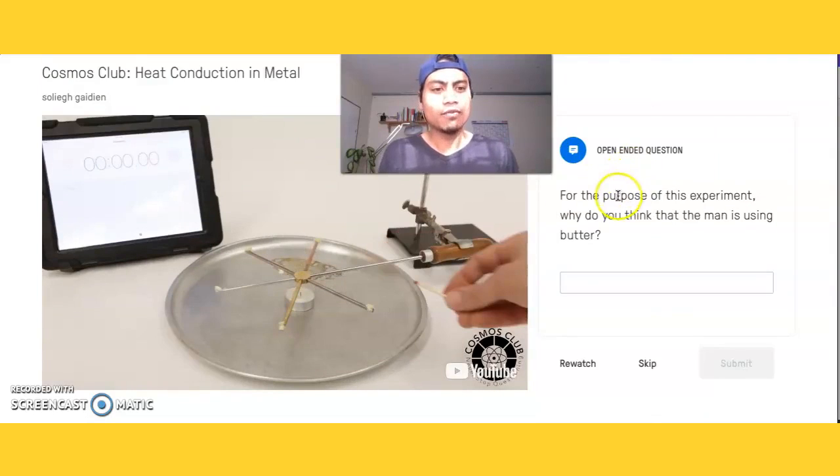Next question. For the purpose of this experiment, why do you think the man is using butter? So here we need to think back. Use your worksheet or use your textbook and try to figure out, discuss with each other and think, why is he using a pat of butter at the end of each type of metal?